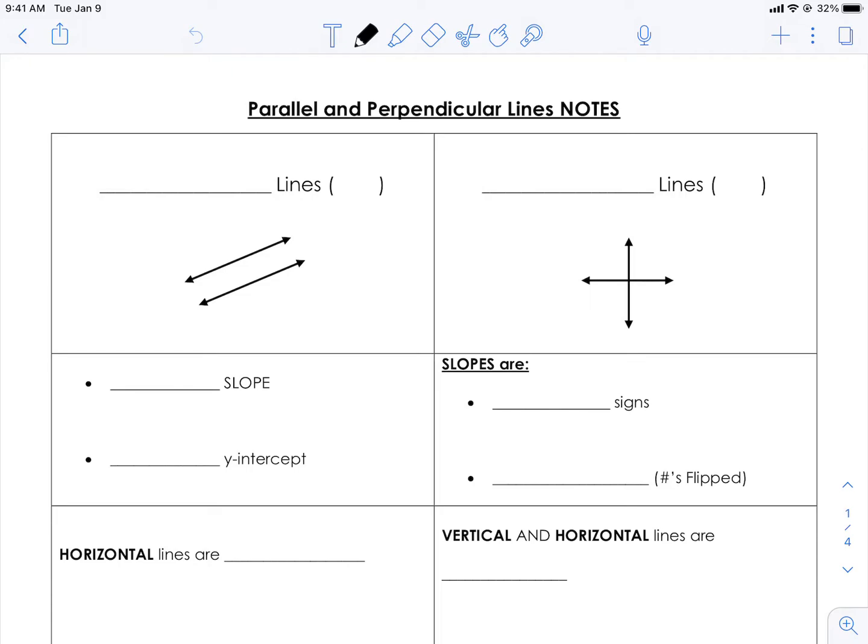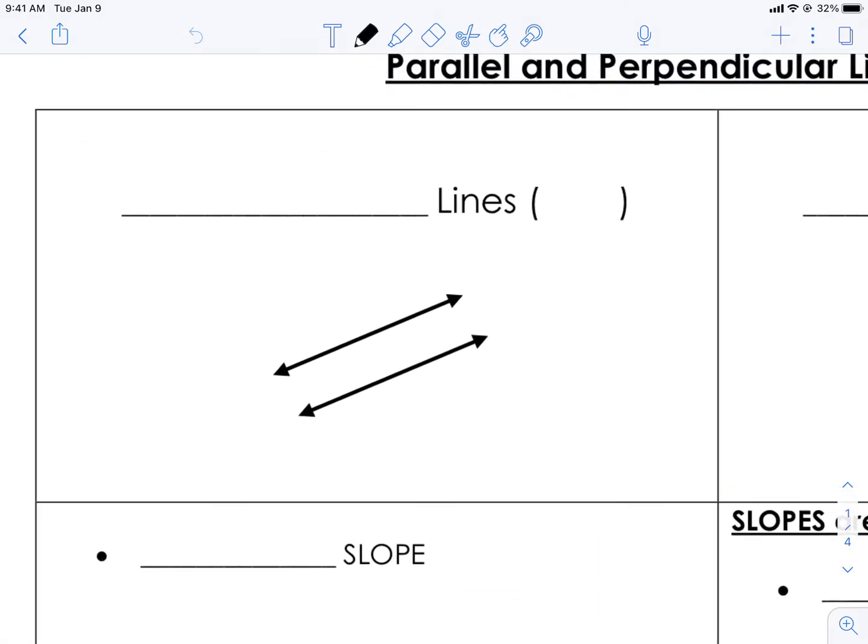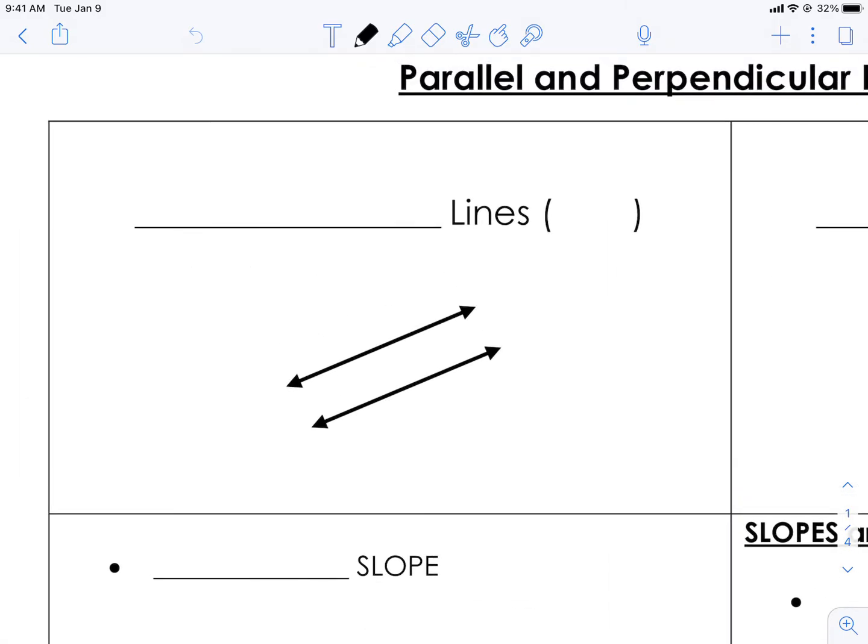Today we're going to be talking about parallel and perpendicular lines. So we're going to start off by talking about parallel lines. Let's write it out. Okay, remember, parallel lines never intersect.